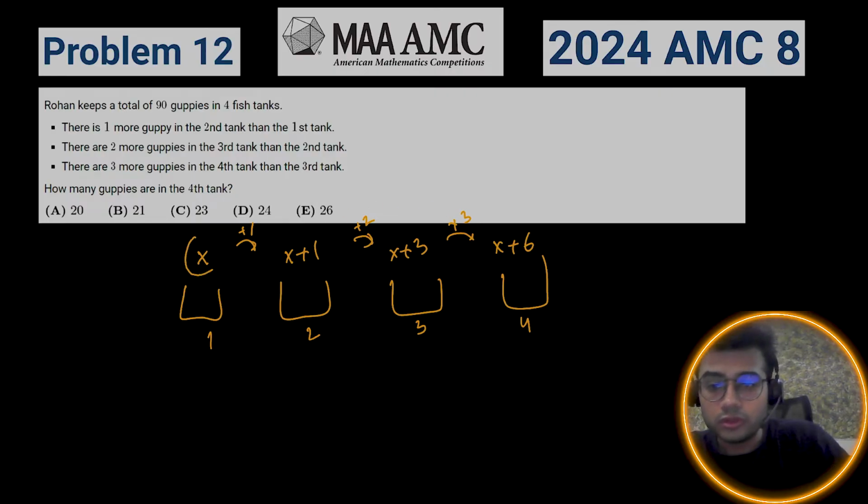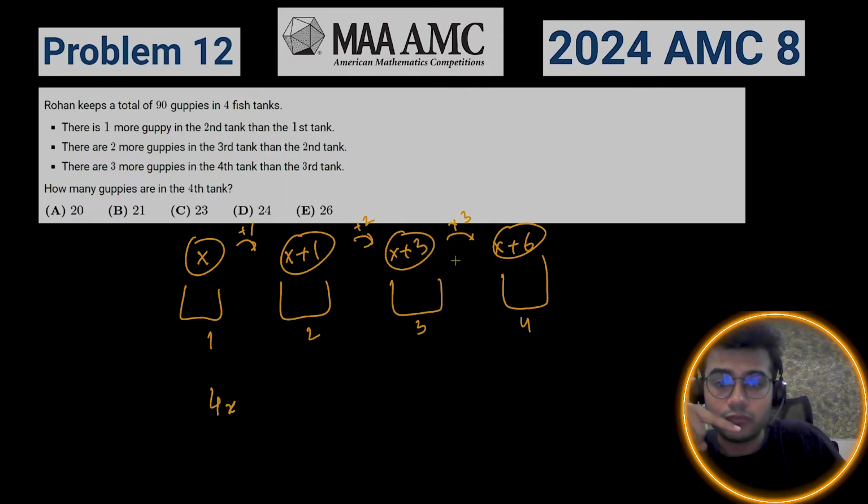So the total is just the sum of these, which is going to be 4x, and then 1 plus 3 is 4, plus 6 is 10. So 4x plus 10 is the total sum, and we do know the total. They told us that it's 90, so we put that equal to 90. So we get 4x equals 80, so x equals 20.